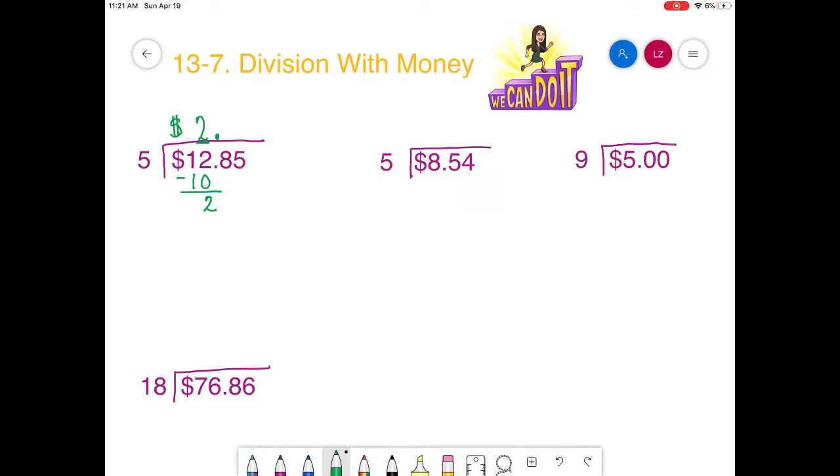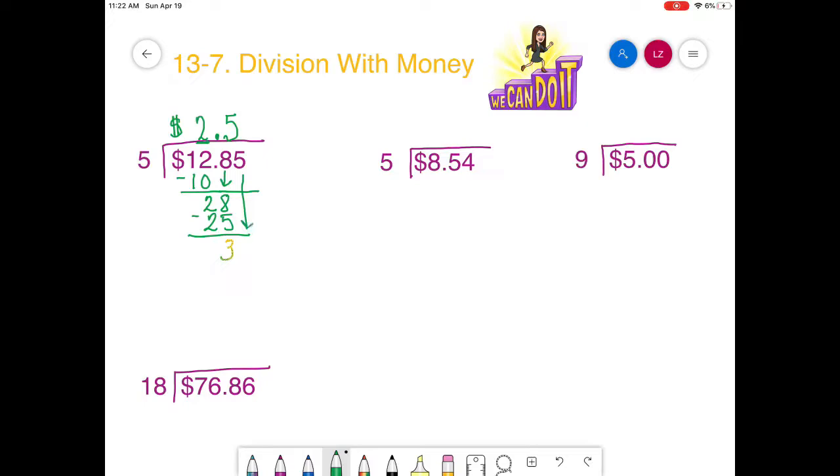So now we're going to bring down this 8. And we have 28. 5 goes into 28 5 times. So we're going to put that 5 right up above the 8, which is after the decimal point, you can see. So 5 times 5 is 25. Subtract, we get 3. Oopsie, I just changed my pen. 3. 3 is less than 5. Great, we did it right.